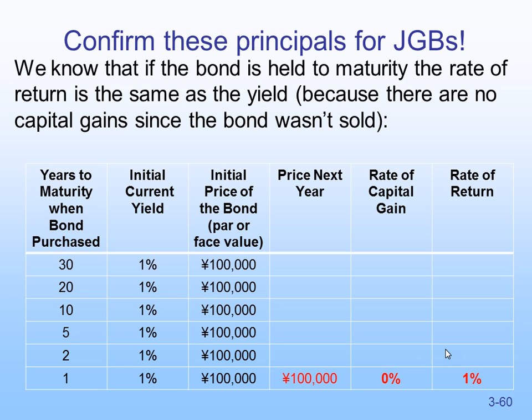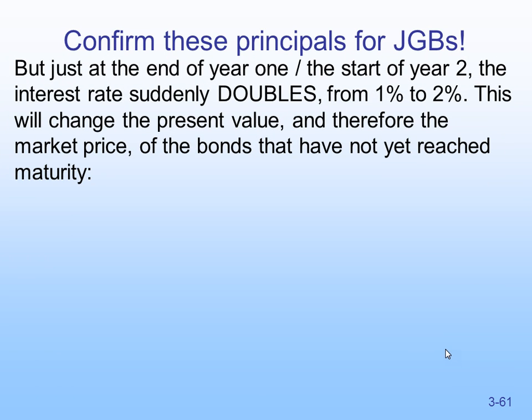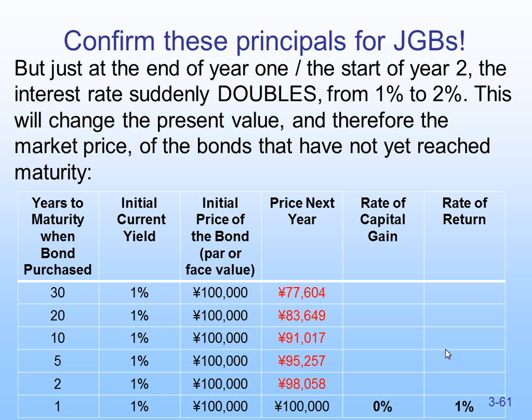So for the 1-year bond, we're not affected. But at the end of the first year, the interest rate doubles. This affects the price of all the other bonds because it changes their present value, right? If they haven't reached maturity. This one would be hard for you to fill in. You could do it if you have Excel, but you can't do it with that MoneyChimp calculator. You have to do it kind of longhand, which is why I'm giving you the price, because to do it longhand for 30 years is going to be hard.